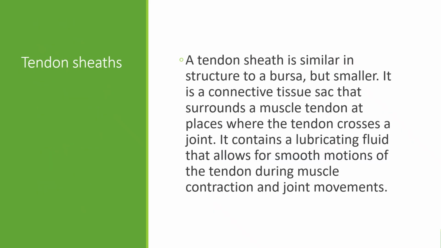A tendon sheath is similar to a bursa, but it's smaller. It is a connective tissue sac that surrounds a muscle tendon at places where the tendon crosses the joint. It also contains that lubricating fluid, and it allows for smooth motion of the tendon during muscle contraction and joint movement.